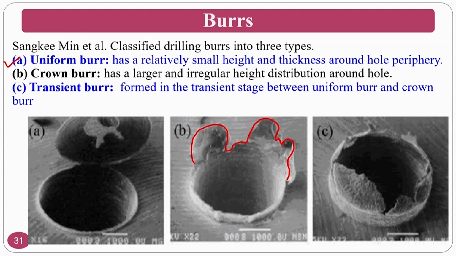At the same time, you can have a small type also. The transient burr is formed in the transient stage between the uniform and the cone burr. The cone burr is what we have seen here, and the transient burr is neither a cone nor a uniform burr. So, it is like this.